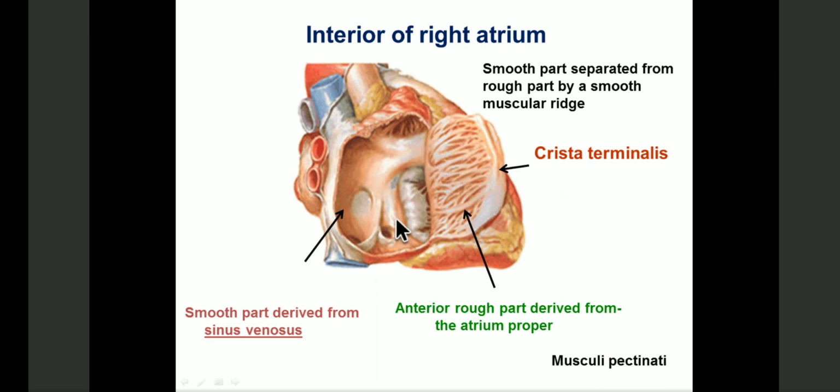The smooth part of the right atrium is derived from absorption of the sinus venosus. You have already done the development of the right atrium, so you understand that it's derived from the primitive atrium as well as absorption of the sinus venosus. So the smooth part is the derivative of the sinus venosus, and the rough part is from the primitive atrium or the atrium proper.